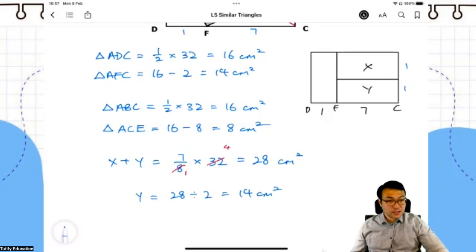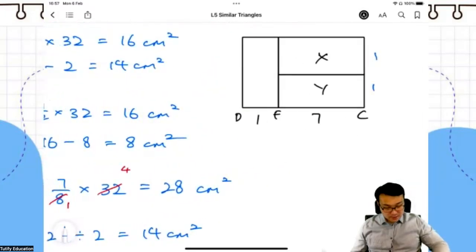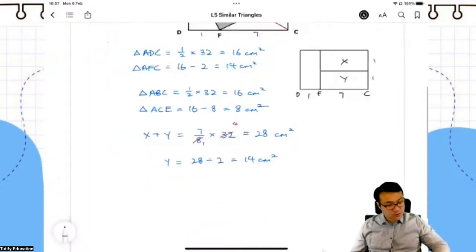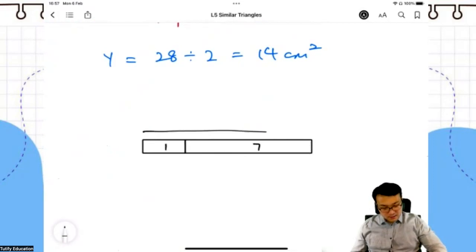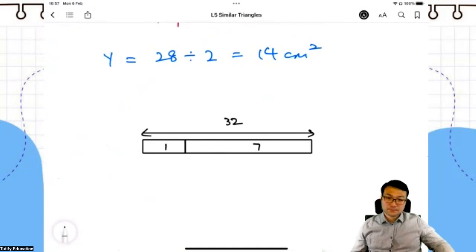Okay, hold on. Andriel, yes, you have a question. I don't understand why it is 7 out of 8. Oh, okay, because if I were to draw a model, I draw a model. I tell you this is 1 and this is 7, and that this is 32. Do you agree that the total number of units is 8? Yes. Do you agree this is 7 out of 8? Okay, very good.